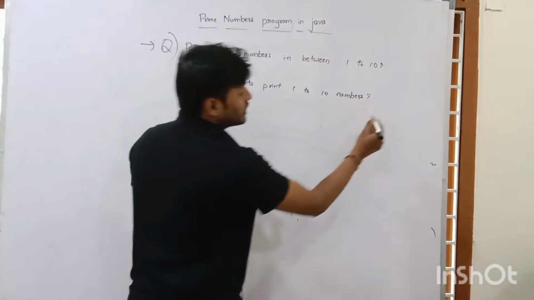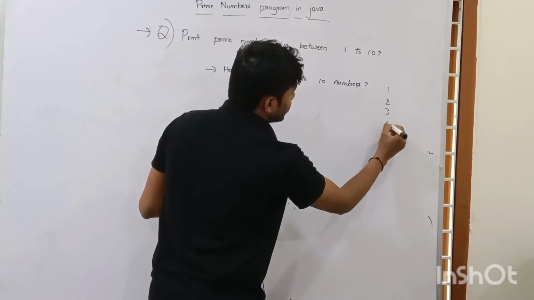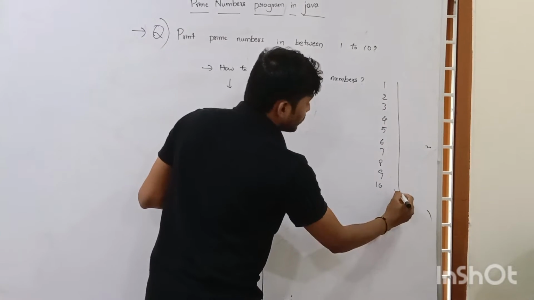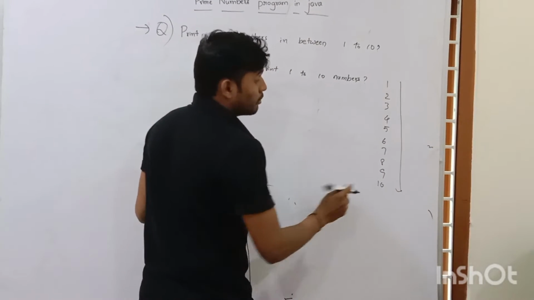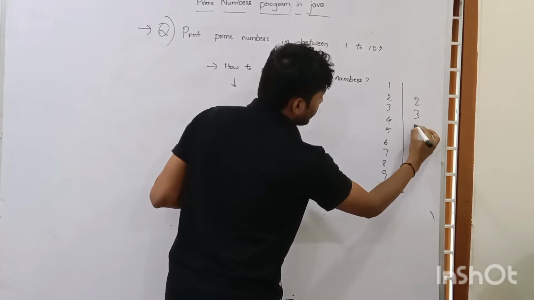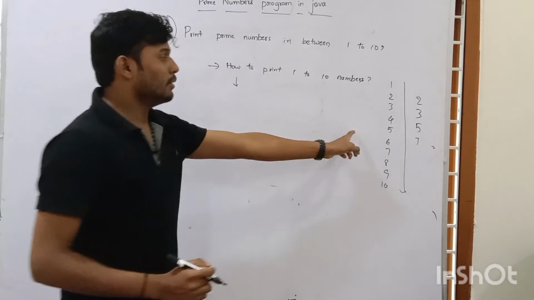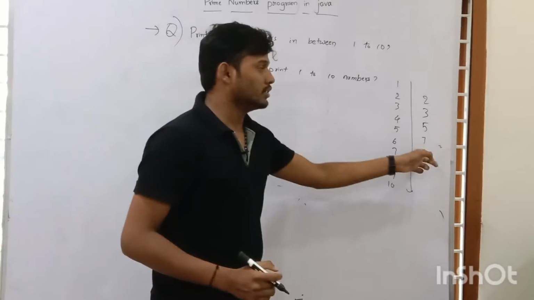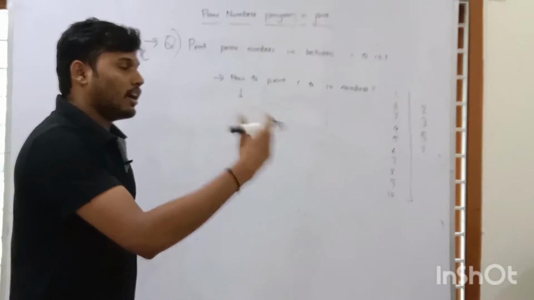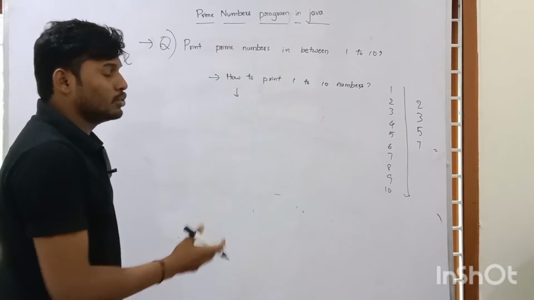1 to 10 means 1 2 3 4 5 6 7 8 9 10. These are the numbers from 1 to 10. Among them, the prime numbers we need to print are 2, 3, 5 and 7. How can we pick these 4 numbers out of 10? First we need to write the program for all the natural numbers from 1 to 10.